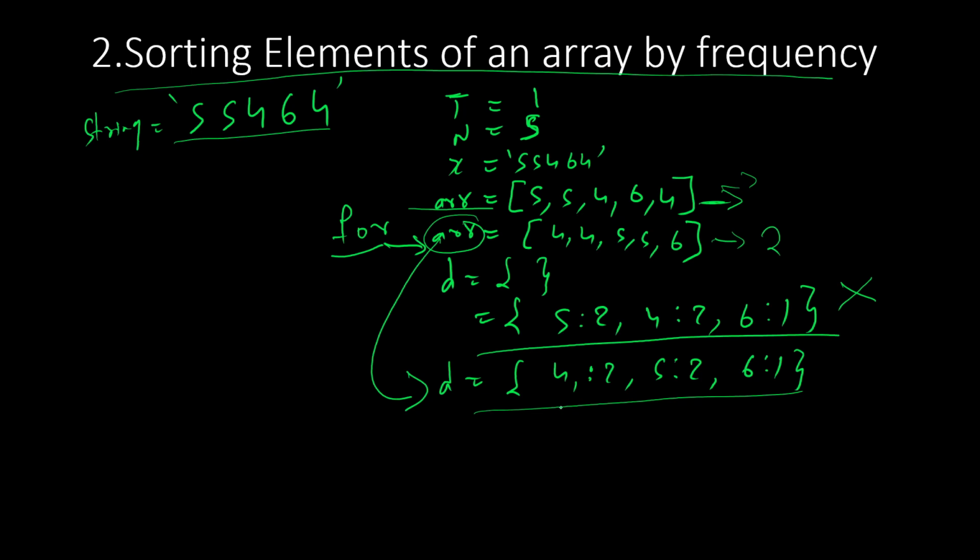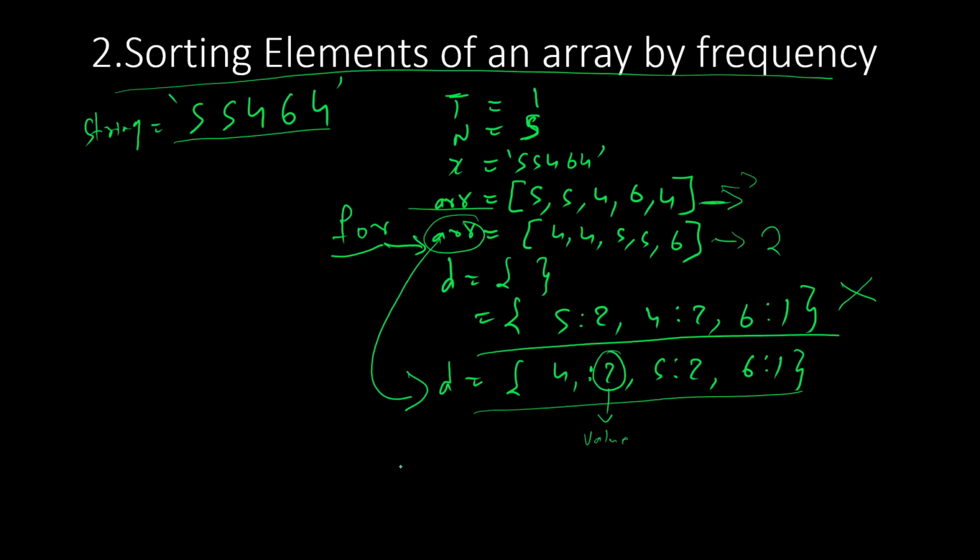Once we have entered the elements into the hash map, we're going to iterate the hash map and sort it according to the frequency this time. This frequency, the number of times it has occurred, can also be called the value inside the dictionary. If we sort according to the value, it will give us the same result. Now we have to iterate and print the key as many times as the value.